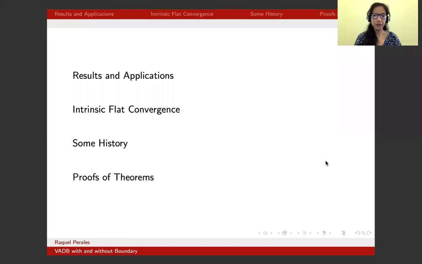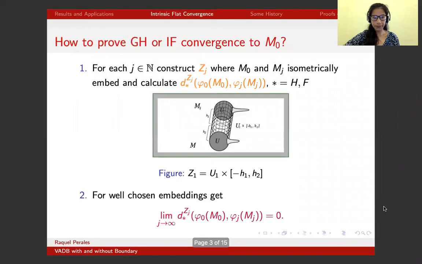Hello, everybody. So now I'm going to talk about intrinsic flat convergence and some history of our main results. So this slide is how to prove Gromov-Hausdorff or intrinsic flat convergence to M0. If you are used to Gromov-Hausdorff convergence, this will ring a bell to you.